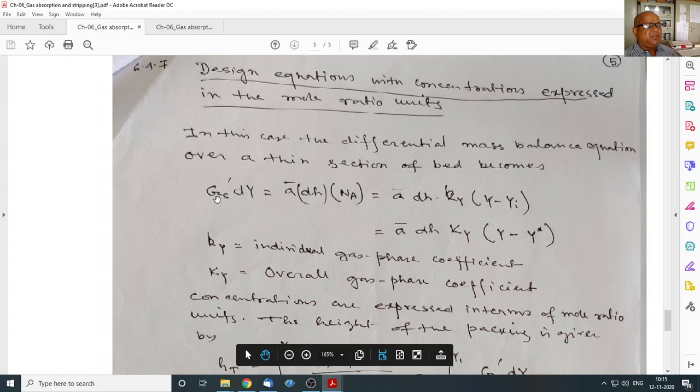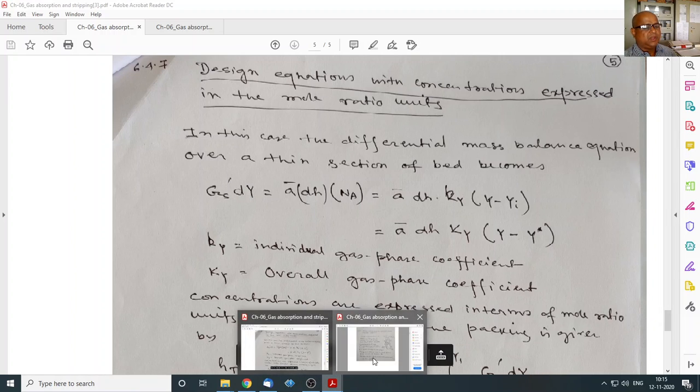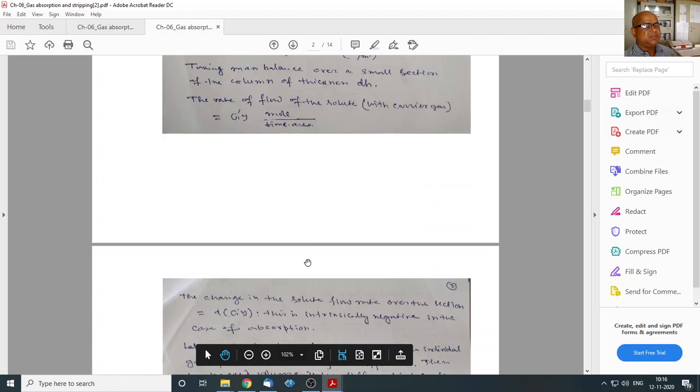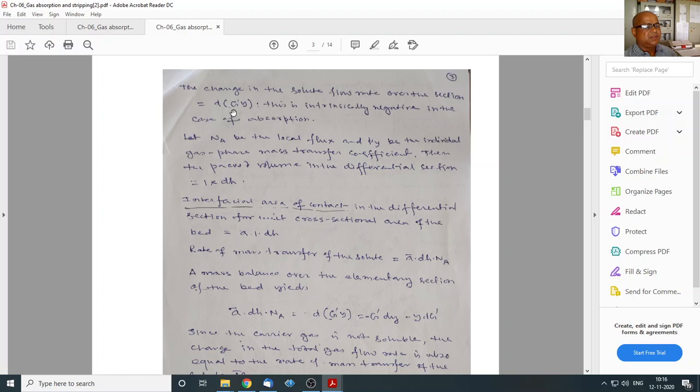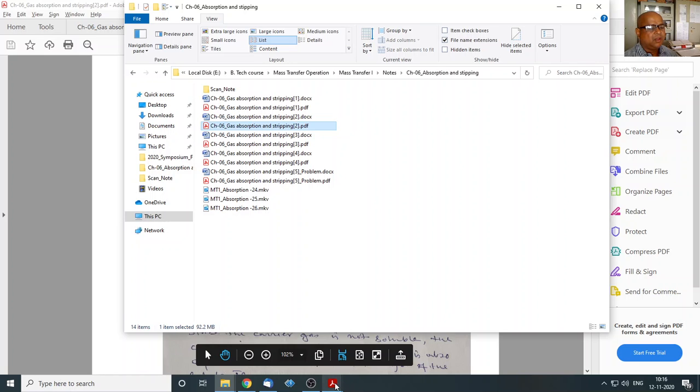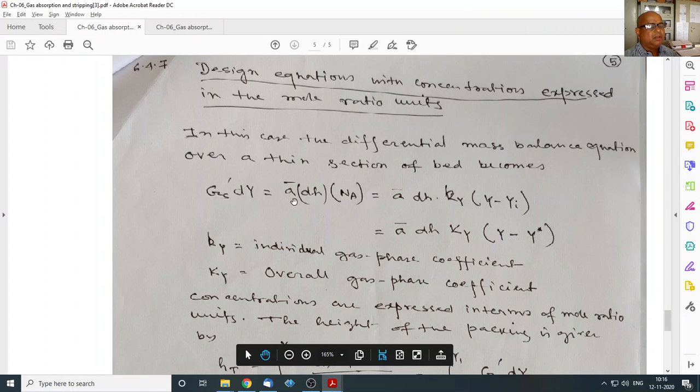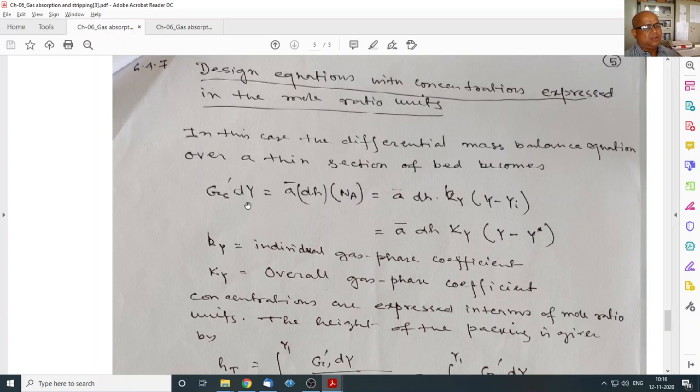The change will be G' dy. Here, if you see, the change was dG'Y. That means that's why G'Y, so I made it because both are changing. But in this case, G' will not count. So the change is dy. How much change will come? That will transfer to the liquid phase.